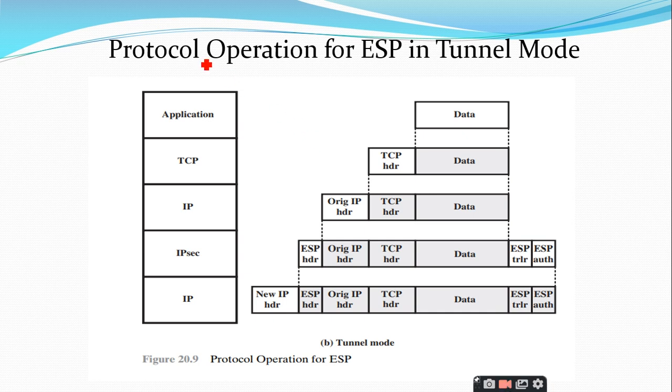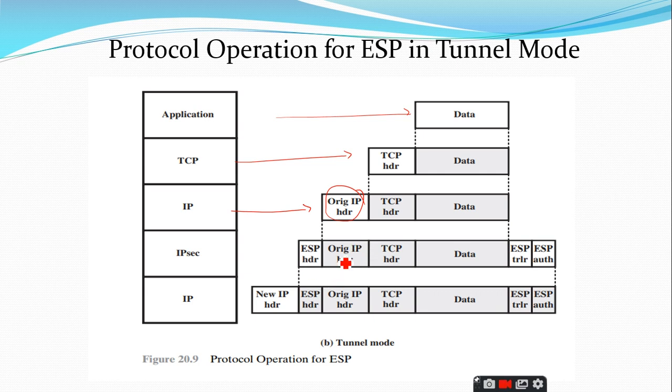What happens in tunnel mode? This is the protocol operation of ESP in tunnel mode. So, you have the data from the application, and a TCP header is added to this data, and this TCP header plus data we call the TCP segment, and at the IP layer we are adding the original IP header.